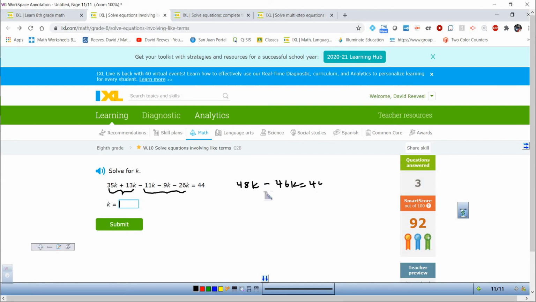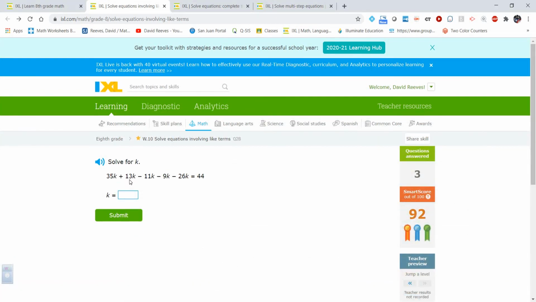All right, well, look at that. 48 minus 46. Only 2 k's left over. And when you take 44 and you divide it evenly into two groups, you get two groups of 22. So let's cross our fingers and hope Mr. Reeves didn't make any mistakes in his math. Great job, Mr. Reeves. All right, so that is some examples of solving equations where you have like terms.